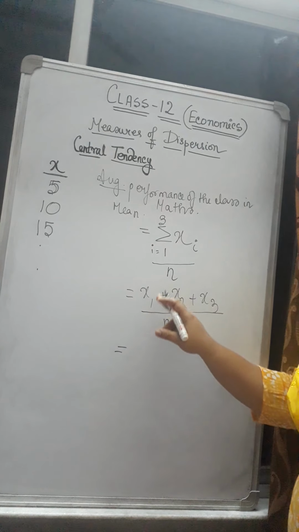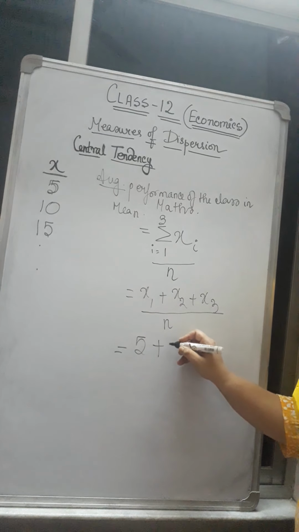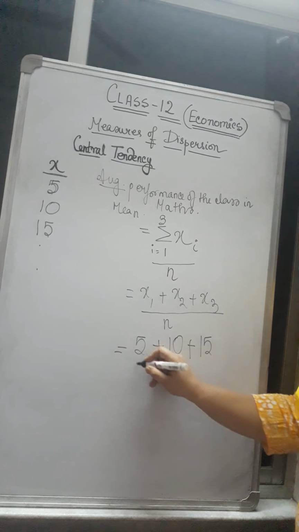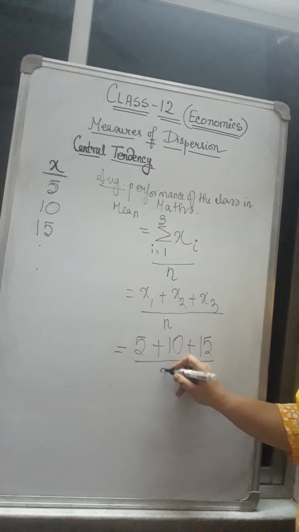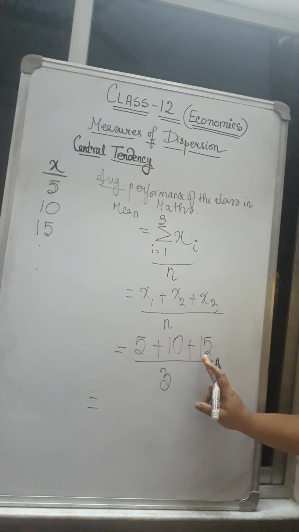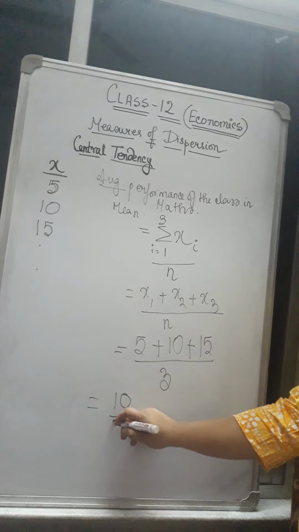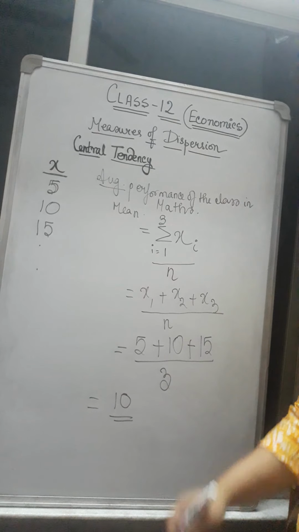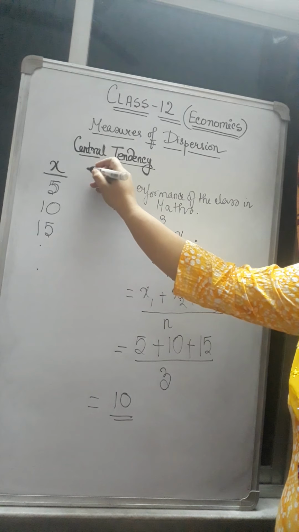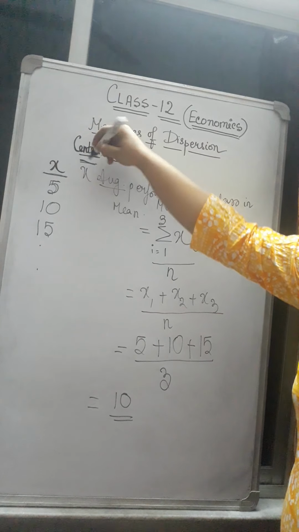So here what will be the mean? X1, the first value, is 5, plus x2, the second value, is 10, and the third value is 15. And 3 observations are taken, so divided by n equal to 3. Now if you add up, this gives you 30 by 3, which means 10. So the average is 10. Mean or average is written like this, x bar.